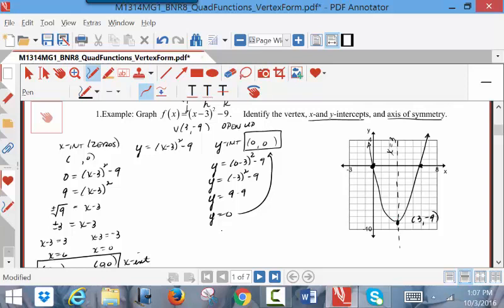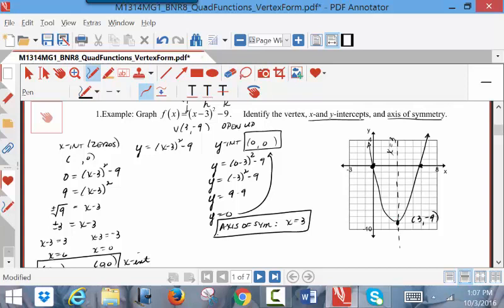So my axis of symmetry is an equation of a vertical line, and in this case it's x equals 3. X equals the x value of the vertex of the parabola. So we've got a lot of information here.